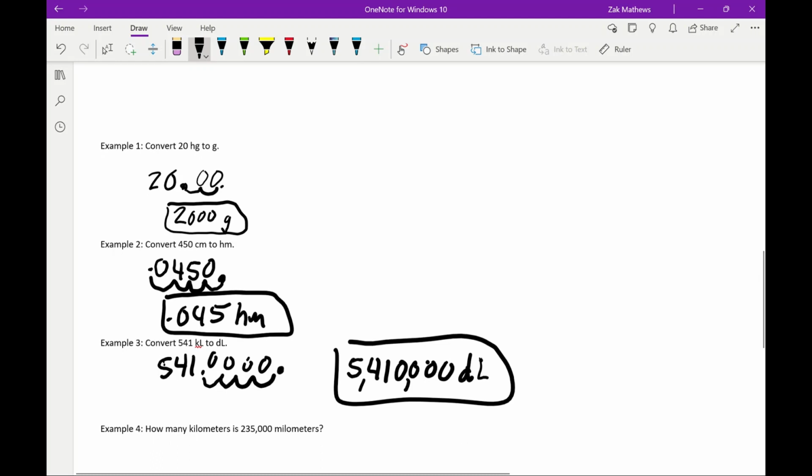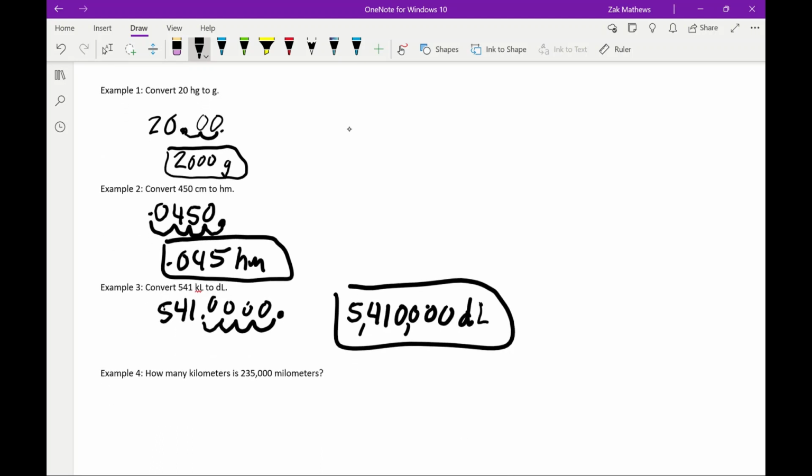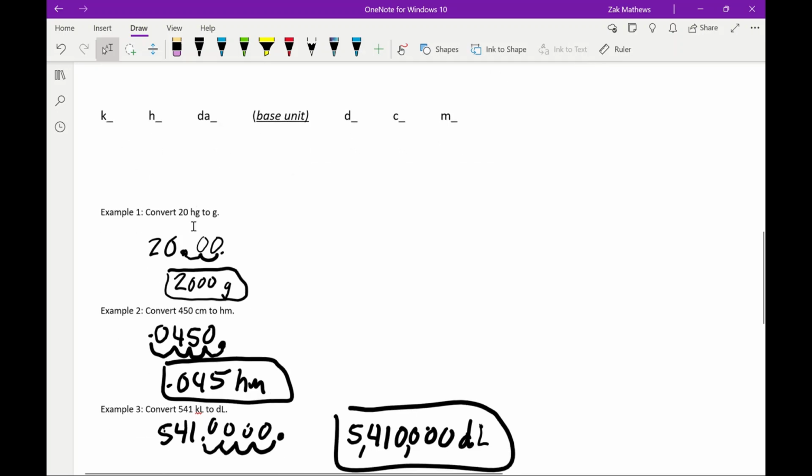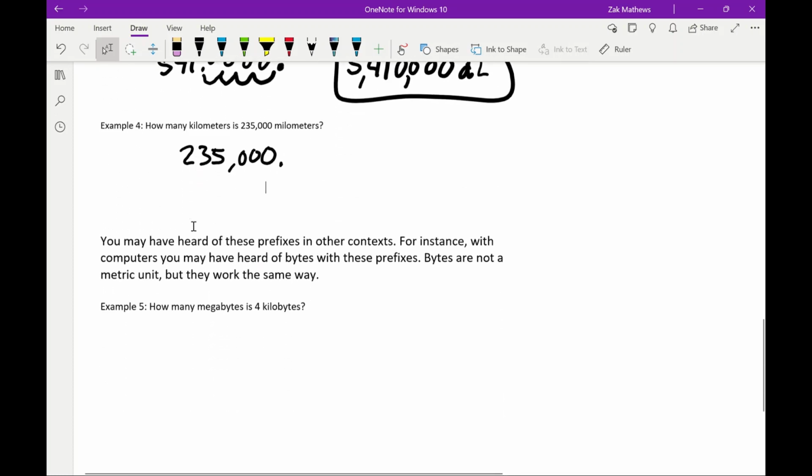How many kilometers is 235,000 millimeters? My decimal is still at the back. I'm going to go up here to millimeters, all the way over here. To get to kilometers, I have to go 1, 2, 3, 4, 5, 6. 6 units all the way across. So I'm going to pick up that decimal and I'm going to go 1, 2, 3, 4, 5, 6. So my answer will be 0.235000 kilometers. That will be my answer.